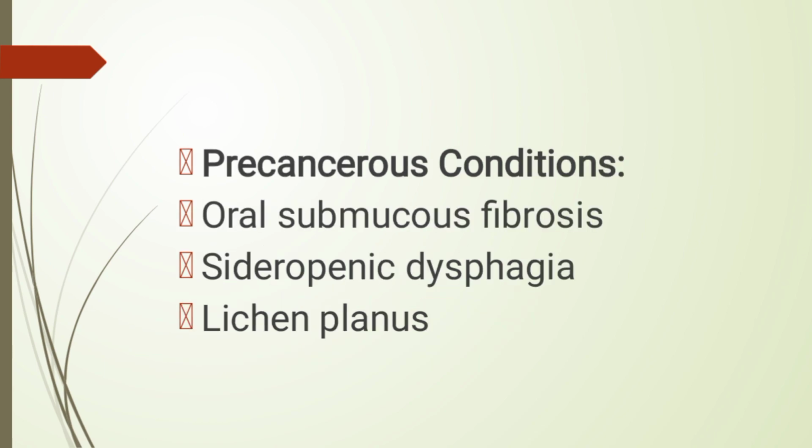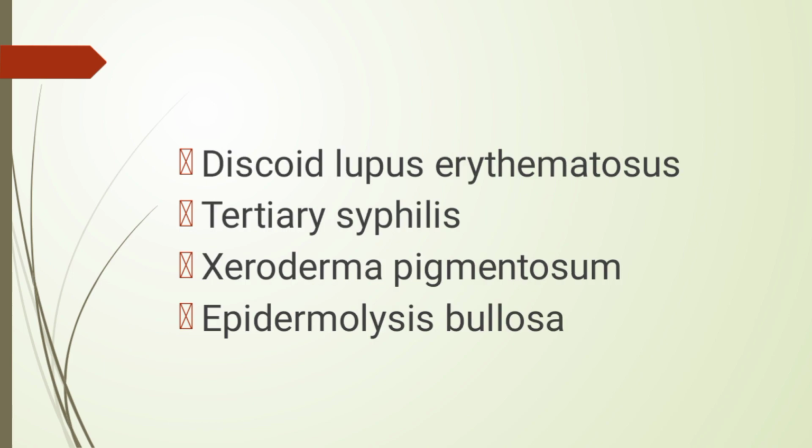Okay. If someone asks you about precancerous conditions, they are basically oral submucous fibrosis, lichen planus, you have also Plummer-Vinson syndrome (sideropenic dysphagia) also. Then you have discoid lupus erythematosus, dyskeratosis congenita, xeroderma pigmentosum also, and epidermolysis bullosa.